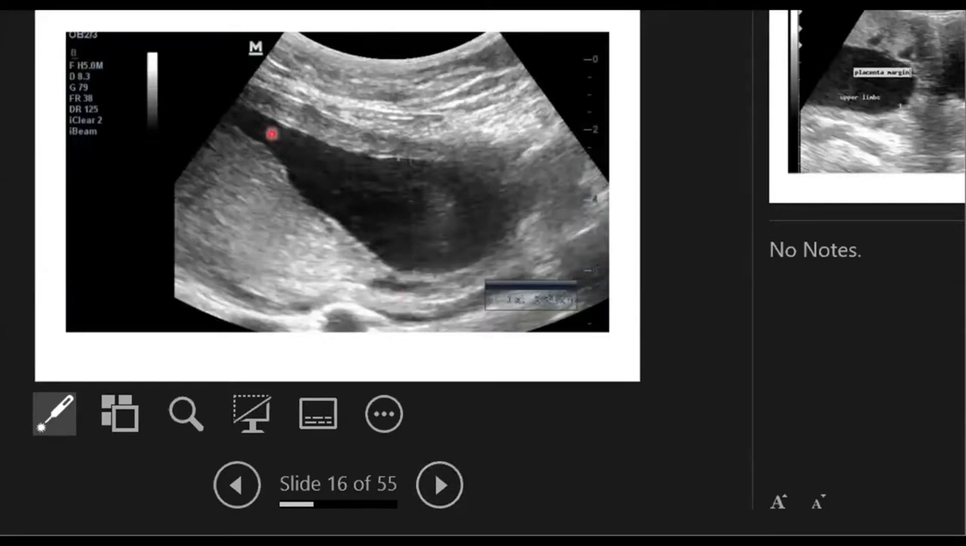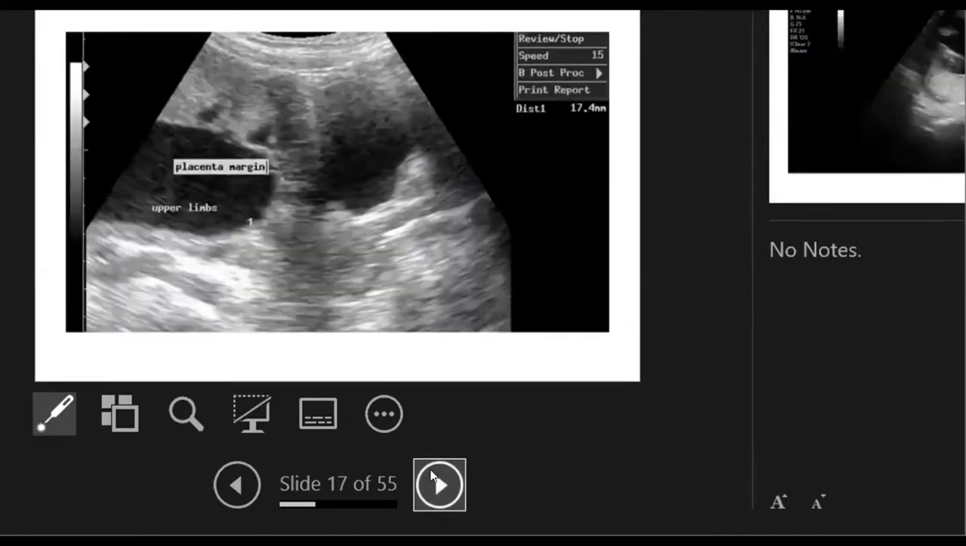This placenta is also still in the posterior segment. And here we are just showing that this is the internal os, and you are measuring the distance between the leading edge of the placenta and the cervical internal os. Again, with a pool of liquor just above the cervix.